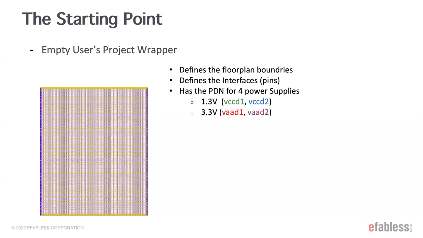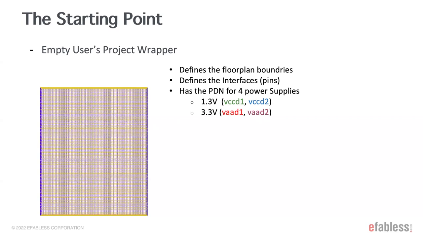It also provides you with a power distribution network, and this power distribution network has four power supplies, two of them 1.8, not 1.3, it's 1.8 volt. Actually, this is a typo, I have to fix it. And the other one is 3.3. These are VCCD1, VCCD2, and VDDA1 and 2.